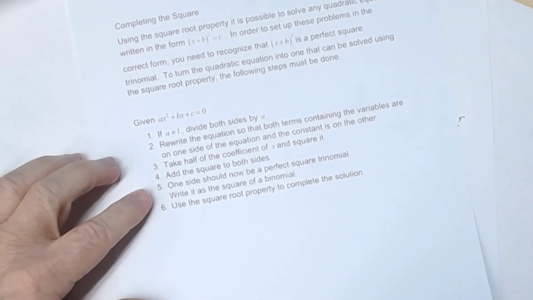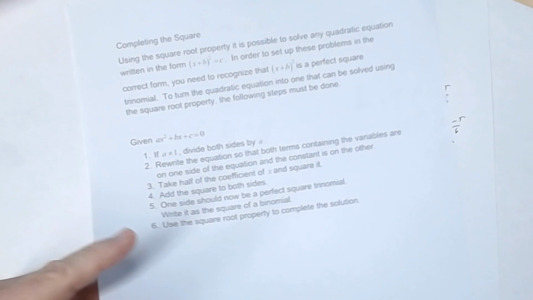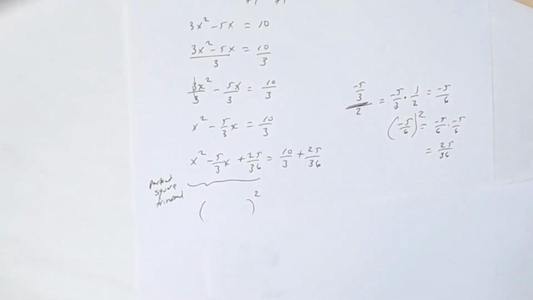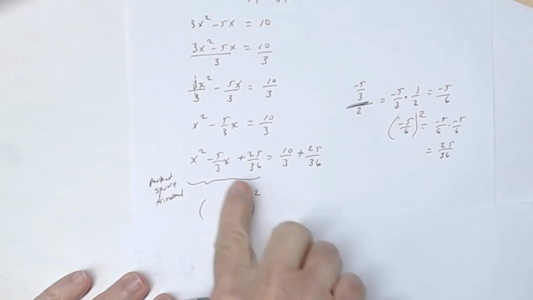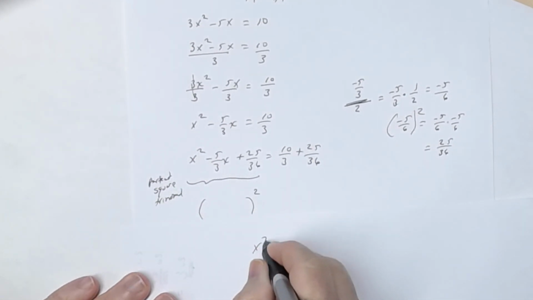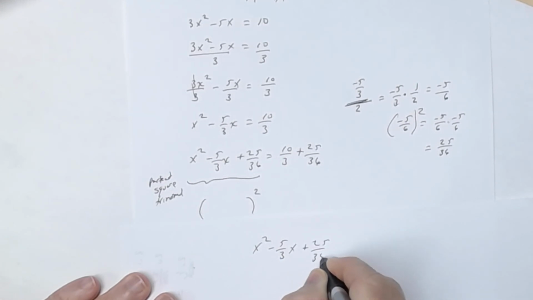That is going to be step 5. So step 5, one side should now be a perfect square trinomial, so you want to write it as a square of a binomial. So just like we did in the previous problem, let's think about this. Let's just do that on the side. Most of you at some point are not going to have to rewrite it. You can look at this right away and indicate what that binomial is. So we have x squared minus 5/3 x plus 25 over 36.